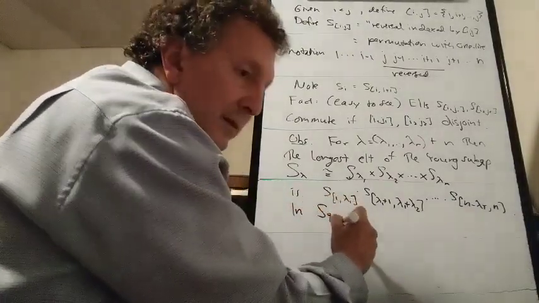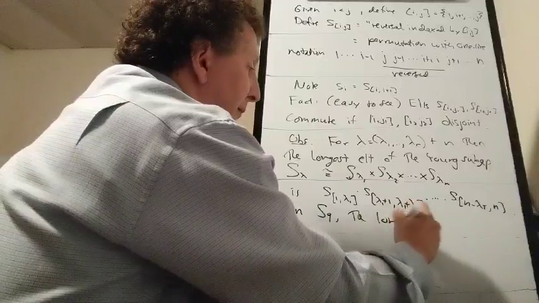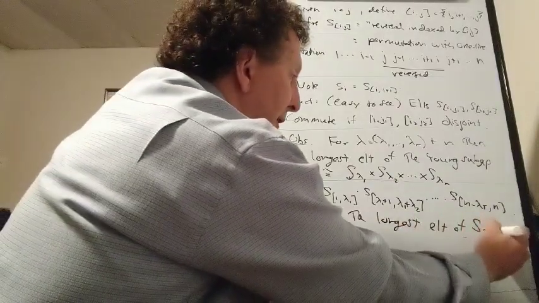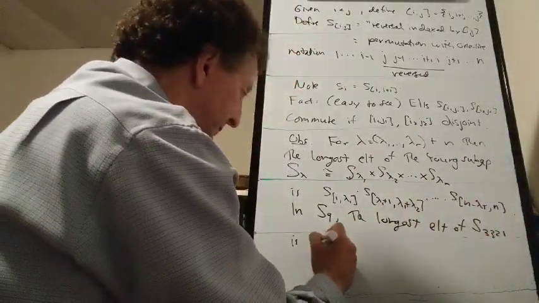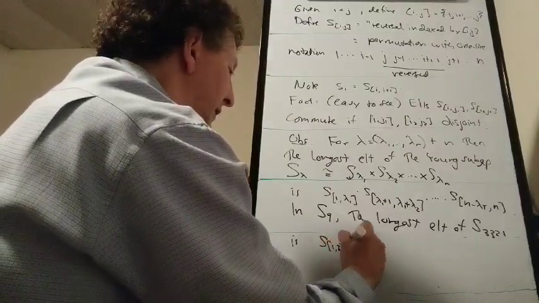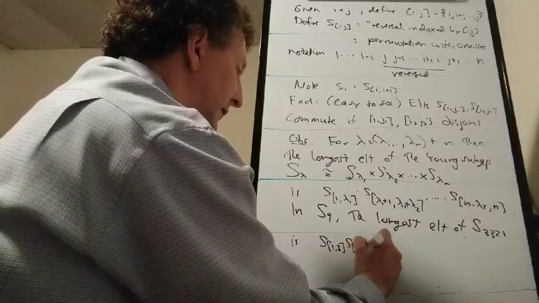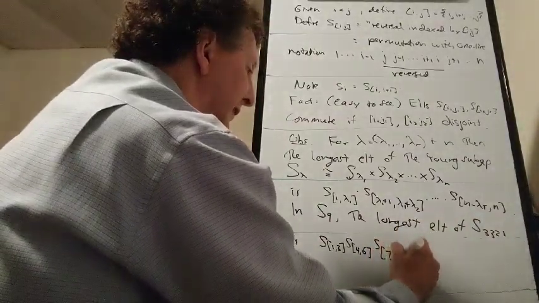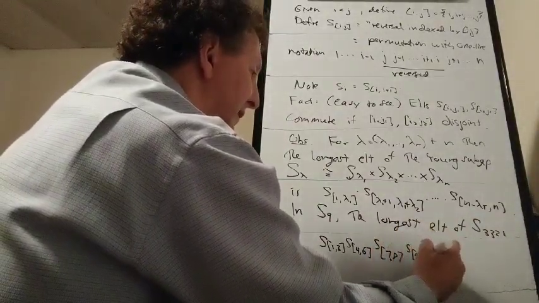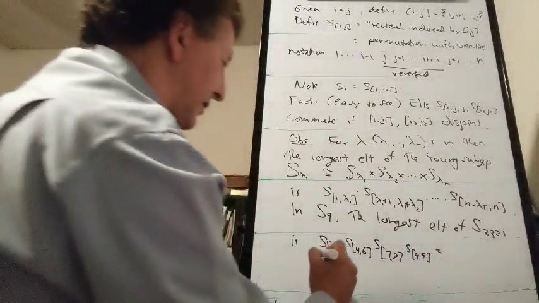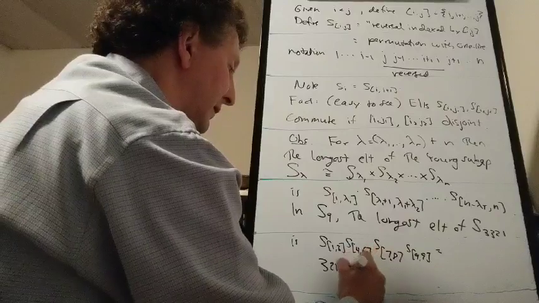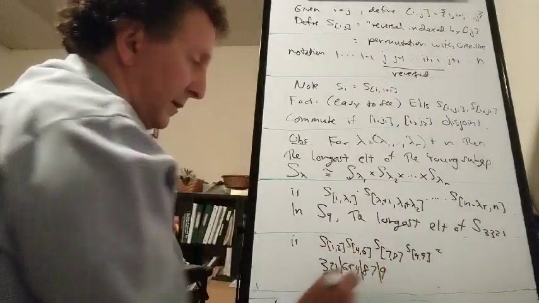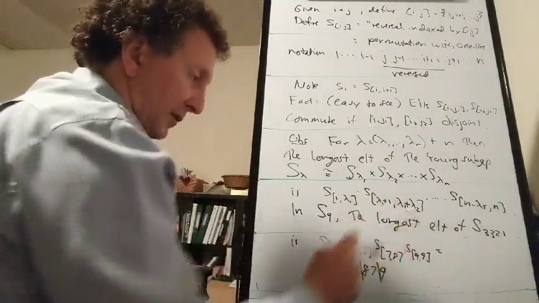So in S9, the longest element of the Young subgroup S_{3321} is S_{1,3}, S_{4,6}, the next 3 letters, the next 2 letters, S_{7,8}, and then S_{9,9}, which has one-line notation 3, 2, 1, 6, 5, 4, 8, 7, 9. So all the letters are in backwards order on each of these intervals.